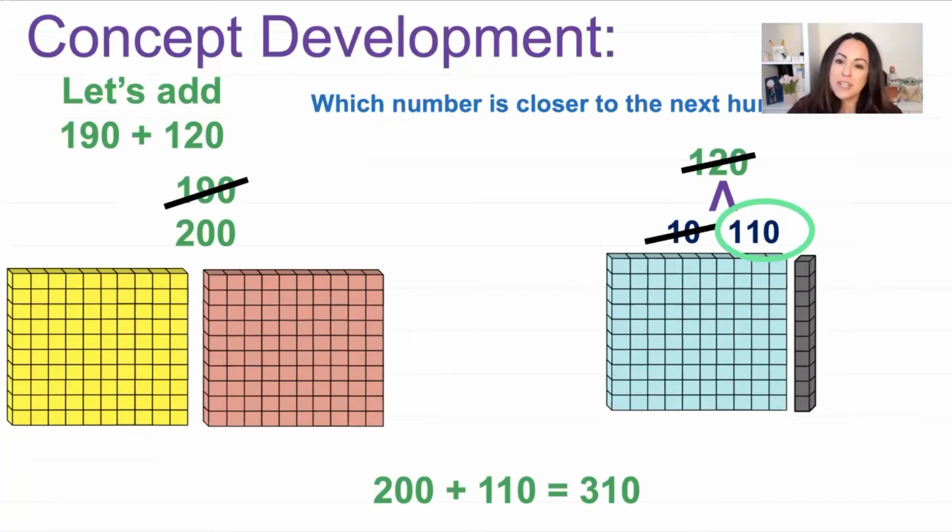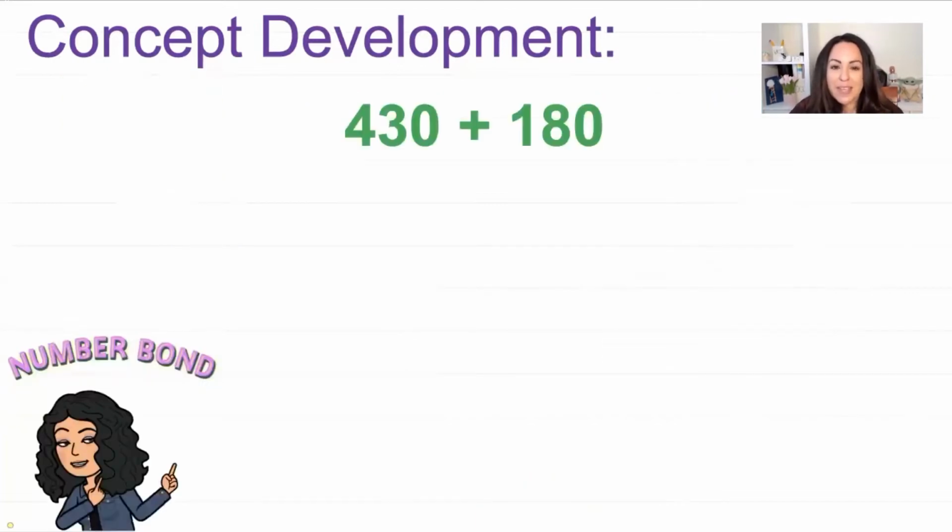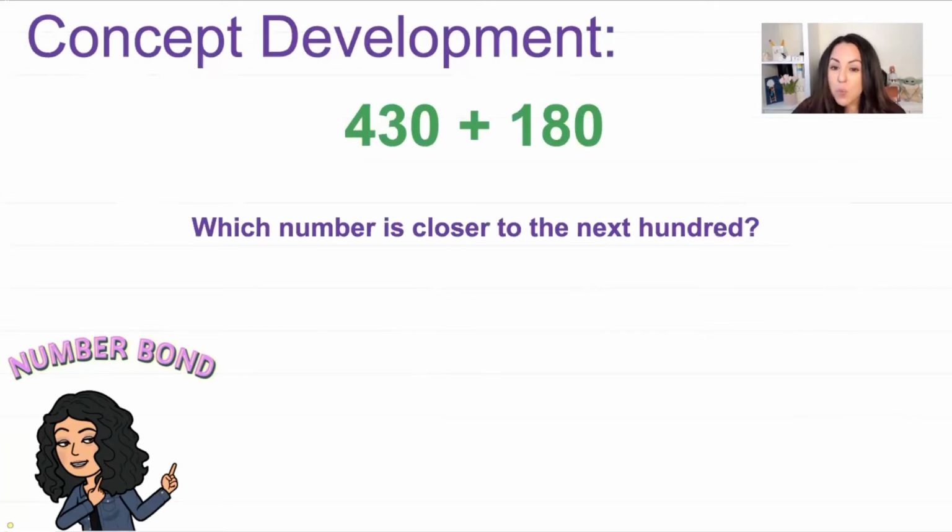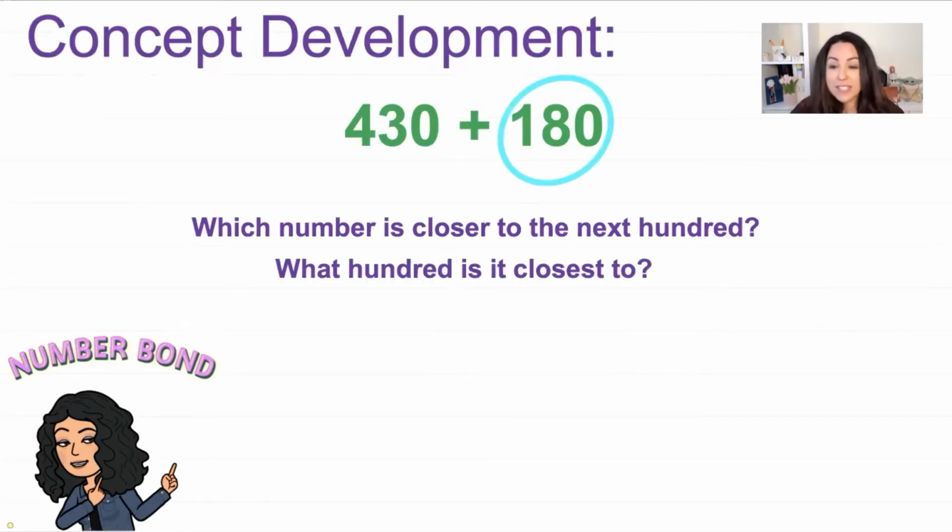So let's try a number bond now. So I have 430 plus 180. So I'm looking at these two numbers. Which number is closest to the next 100? Well, I have a 30 and I have an 80. That 80 is pretty close to the next 100. What 100 is it closest to?